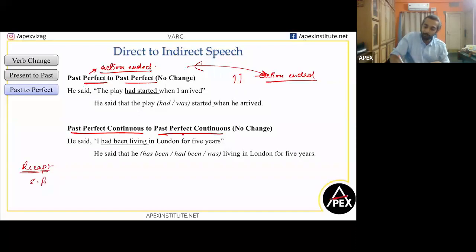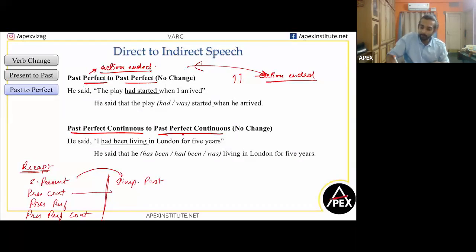If I have simple present, present continuous, present perfect, present perfect continuous. Okay? What will this change into? Simple present will change into simple past. Okay? Present continuous will change into past continuous. Present perfect into past perfect. Present perfect continuous, past perfect continuous.